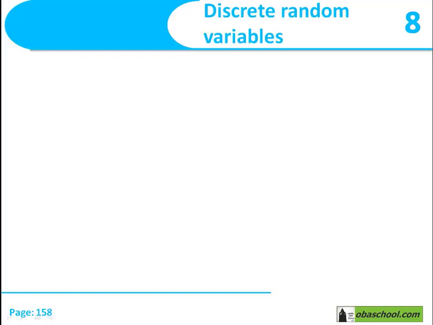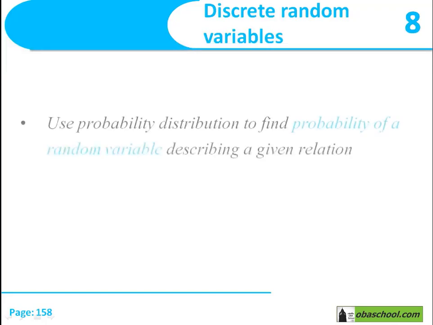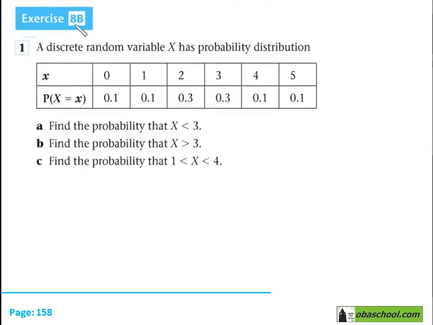Chapter 8, Discrete Random Variables. In this tutorial, we are going to use the probability distribution to find the probability of a random variable describing a given relation. Look at this exercise.